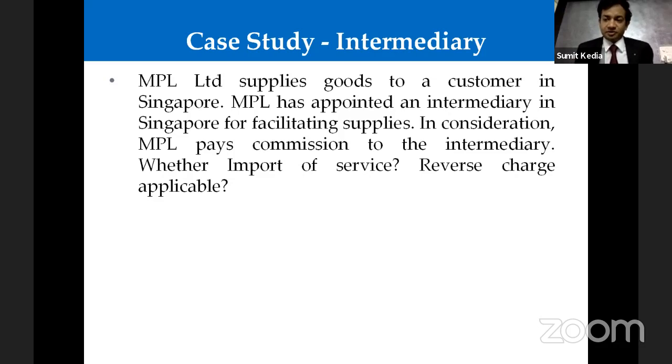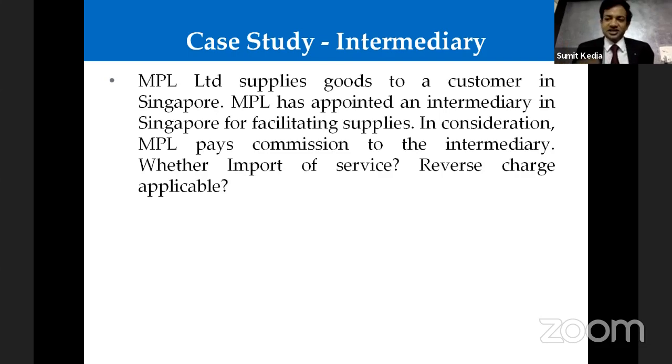This logic will apply everywhere, because many times a person might think, supplier of service is the intermediary who is in Singapore. I am a registered business entity in India. I receive service from him, hence RCM is applicable. But as I said, it should be an import of service.